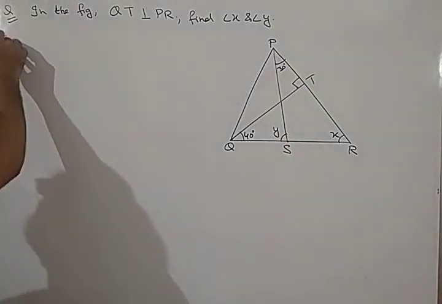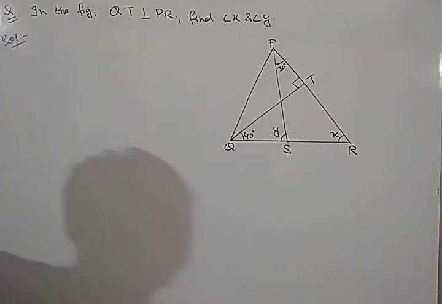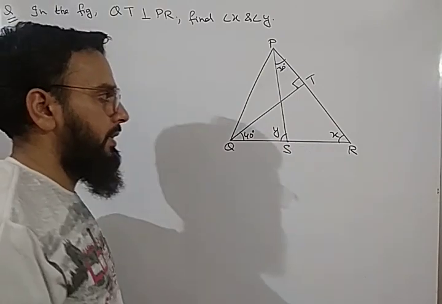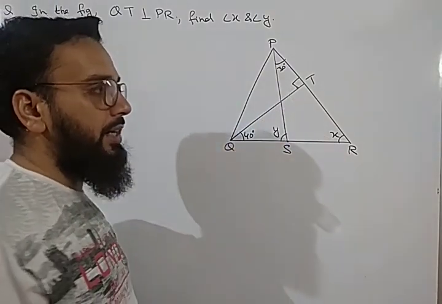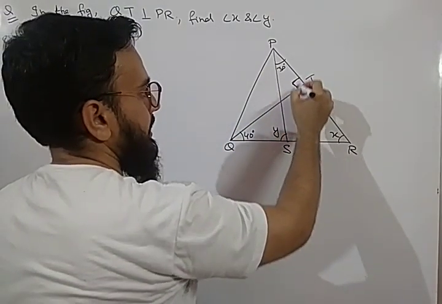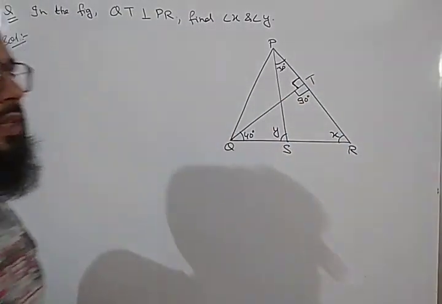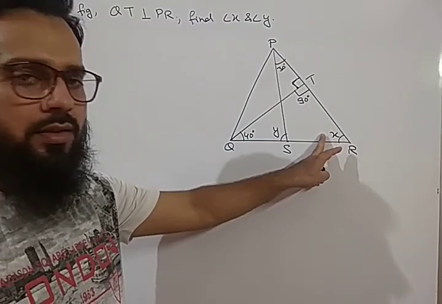So how will you solve it? Let us start. We have to find the value of X and Y. This angle is given, it is 90 degree. So if this angle is 90, it will automatically be 90 degree. So this angle is 90 degree. So we can find the value of angle X very easily.